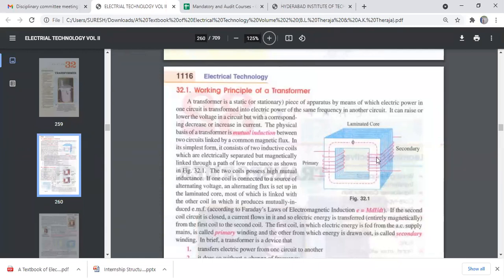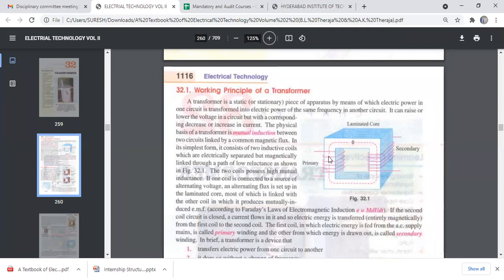A transformer is a static device by means of which electric power in one circuit is transformed into electric power of the same frequency. Frequency will not change. Only voltage will be stepped up or stepped down. Suppose in the primary winding the AC supply frequency is 50 Hz. In the secondary winding also the frequency is 50 Hz. There is no change in the frequency.